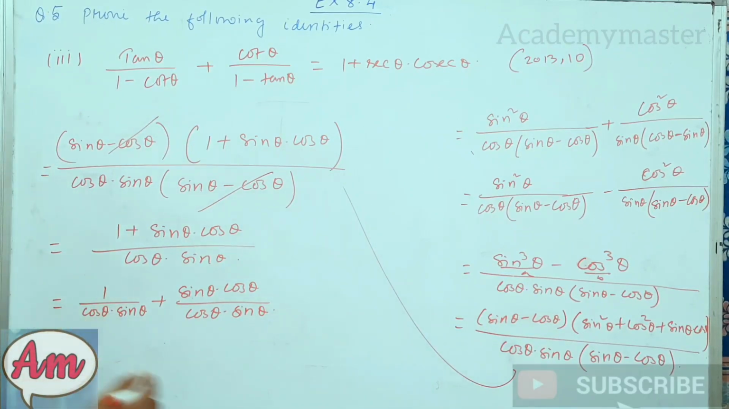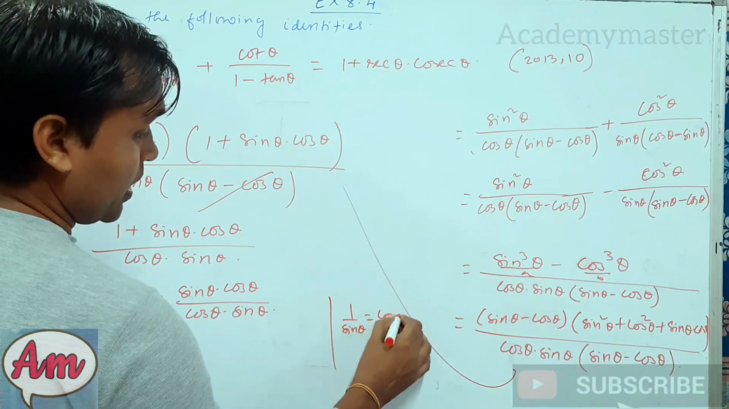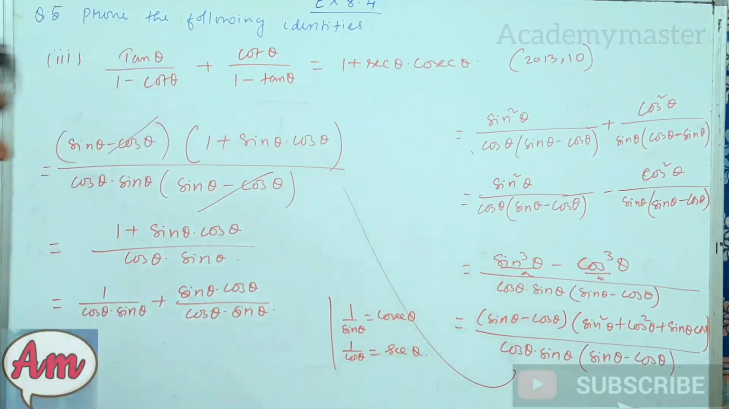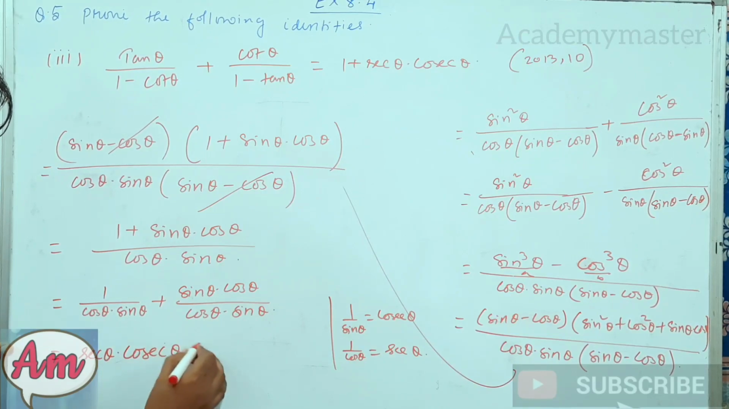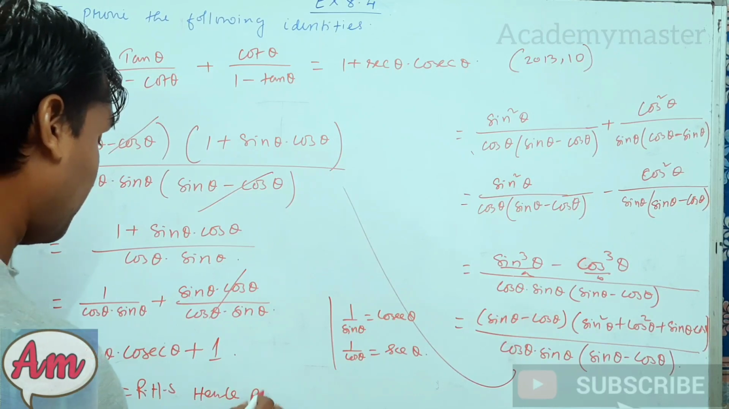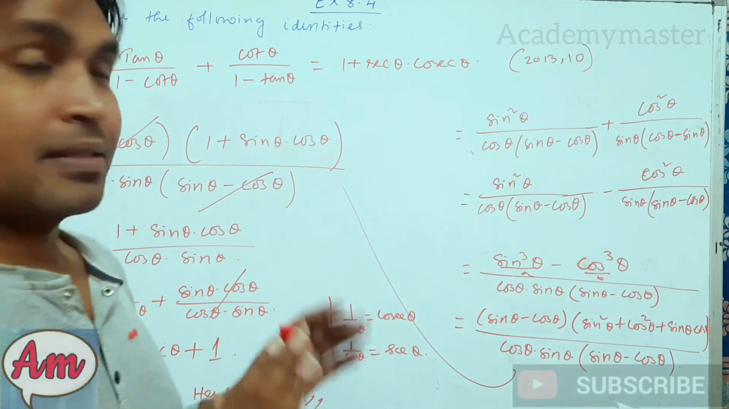Okay, so this is what I have already told you, dear students. There is one formula: 1 by sinθ equals cosecθ. 1 by cosθ is secθ. I have told you earlier, so we'll use that. 1 by cos equals secθ. 1 by sin equals cosecθ, and this one is cancelled, so 1. So we got LHS equals RHS, hence proved.